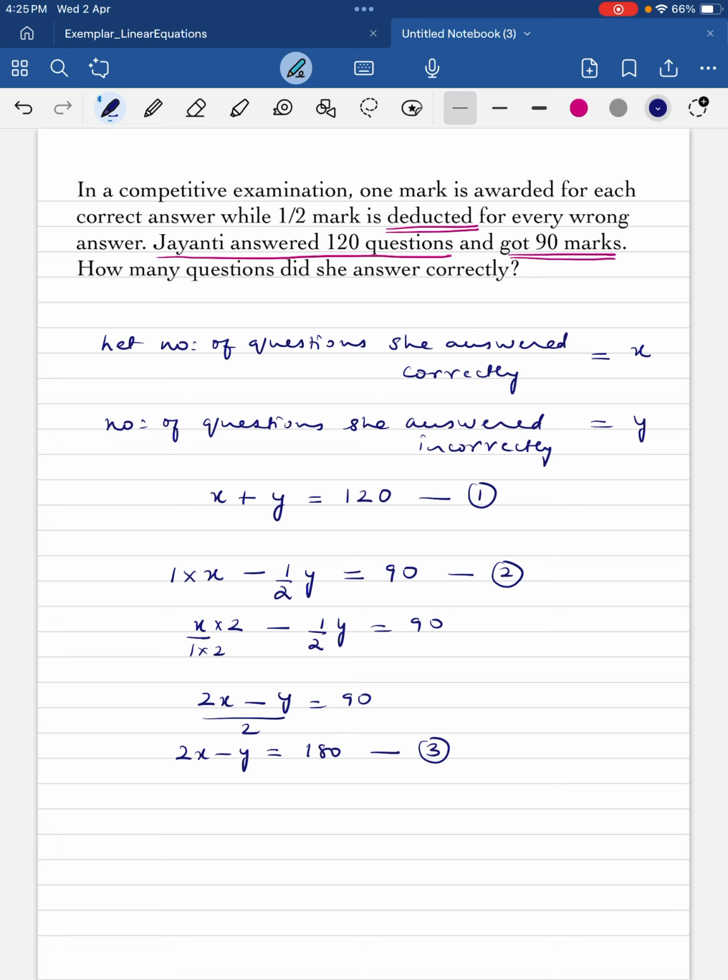Now let me add up the first equation and the third equation together. So what happens when I add them up? Using the elimination method, the variable y gets cancelled away and we would have 3x equal to 300, which gives me x as 300 upon 3 or 100, which means that she has answered 100 questions correctly.